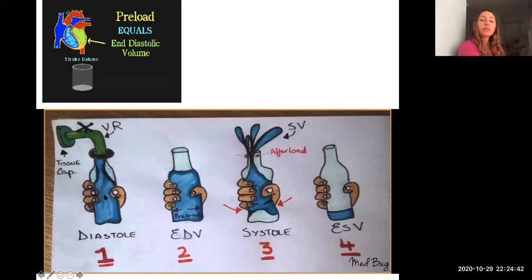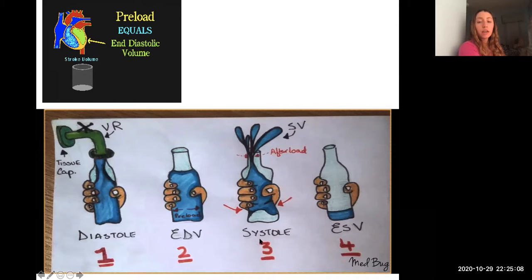Okay, so ventricular relaxation, diastole, and then the atria contract and push the rest of the blood into the bottle, right? Or the water. Then the amount of blood or water in the bottle after the atria contract would be the end diastolic volume, or the preload.